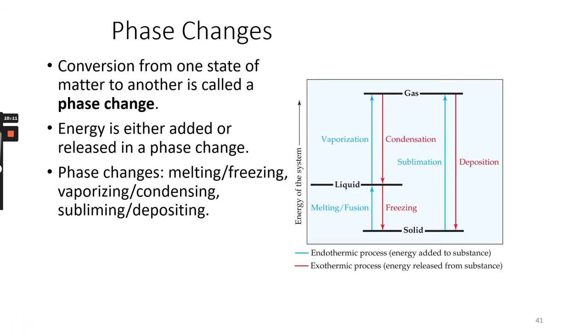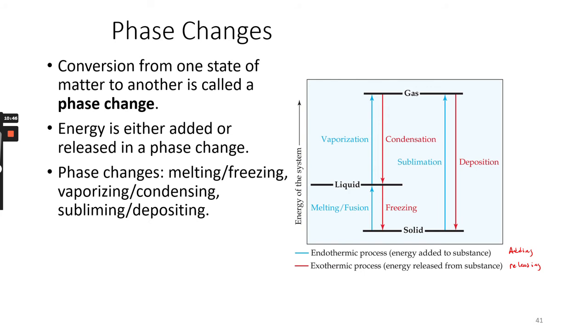So here is an energy diagram of phase changes. Remember, a phase change is a conversion of one state of matter to another. Energy is either added or released in a phase change. And the phase changes that we mentioned before: melting, freezing, vaporizing, condensing, subliming, and depositing. So here you see the up arrows are your endo, so you're adding energy to these. And exo, energy is being released. So this is releasing. This is adding. And I color-coded it like on the previous slide.